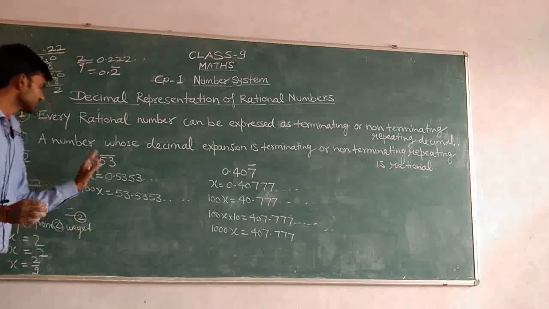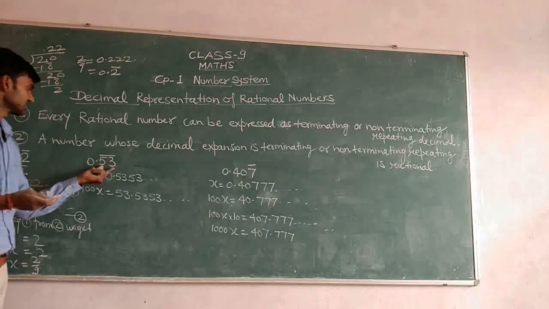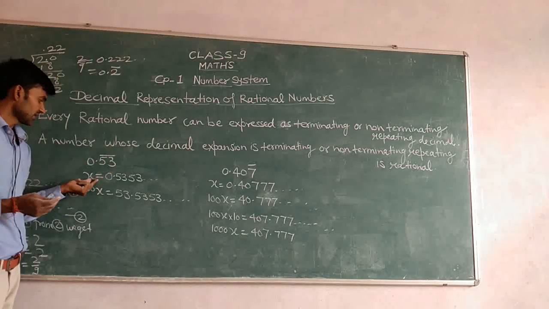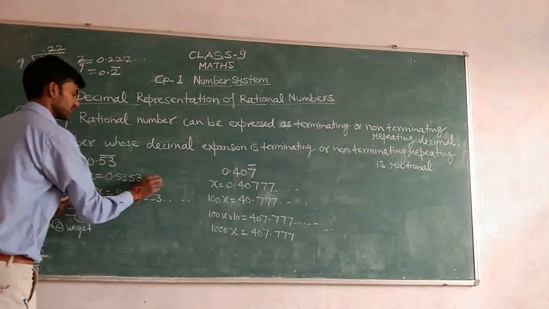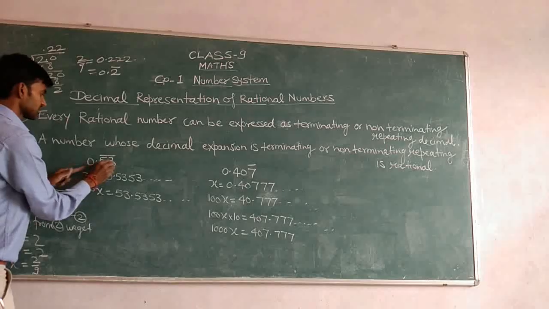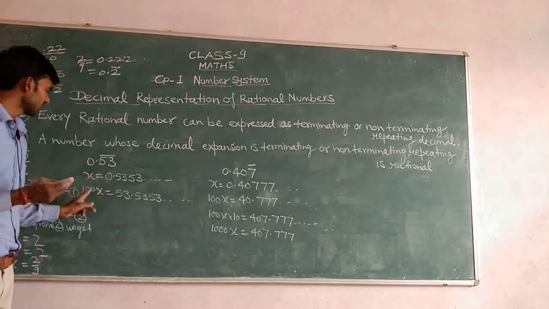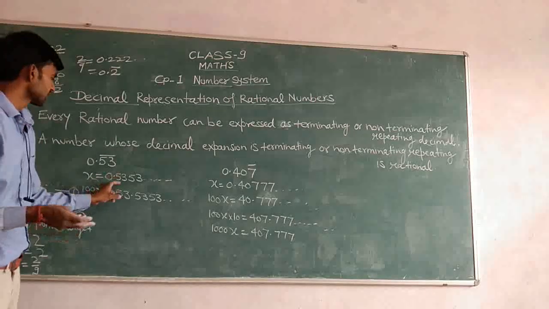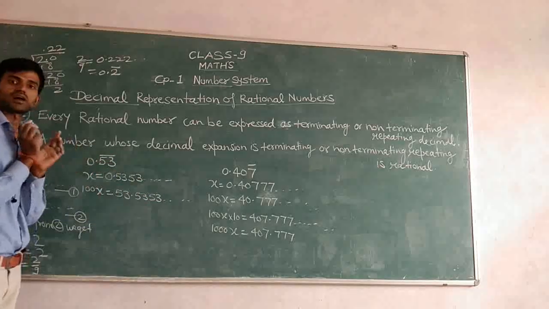Same as in 0.53 bar, here 2 digits are repeating. So remove this bar. x is equal to 0.5353, and these are the repeating blocks. How many digits are in the repeating block? There are 2 digits. So we multiply by 100 to make this repeating block come again and again.